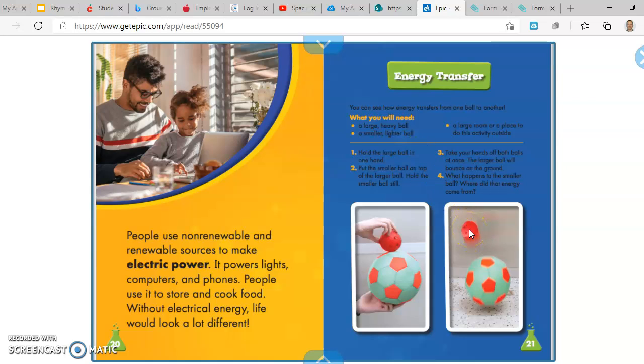Now go ahead and do that experiment if you'd like. And here's my theory, my hypothesis: I think the energy for the small ball to shoot off comes from the big ball, which gets bounced underneath the small one. What do you think? Is that a good hypothesis? Is that a good way to think about energy?